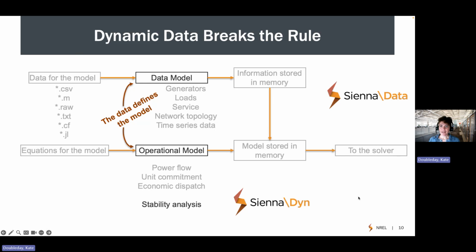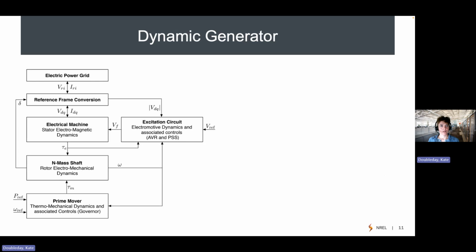So these are very specific and they're not generic. And so you'll pick a specific data model that matches the data that you have and defines that dynamic behavior. So let's look at an example. One component that you commonly might want to model is the dynamic response of a generator.